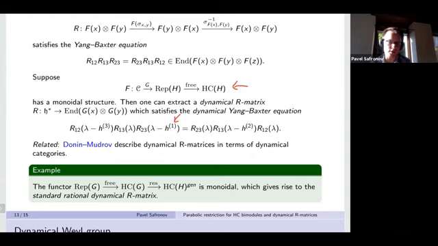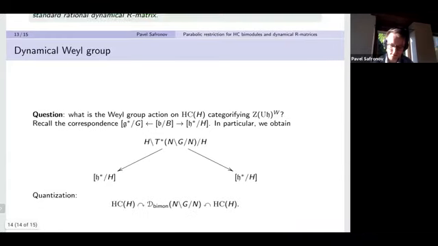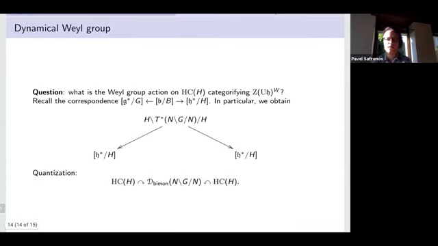You can repeat everything for quantum groups. So replace UG by U_qG. There's a completely parallel story. What you get is the so-called standard trigonometric dynamical R-matrix.